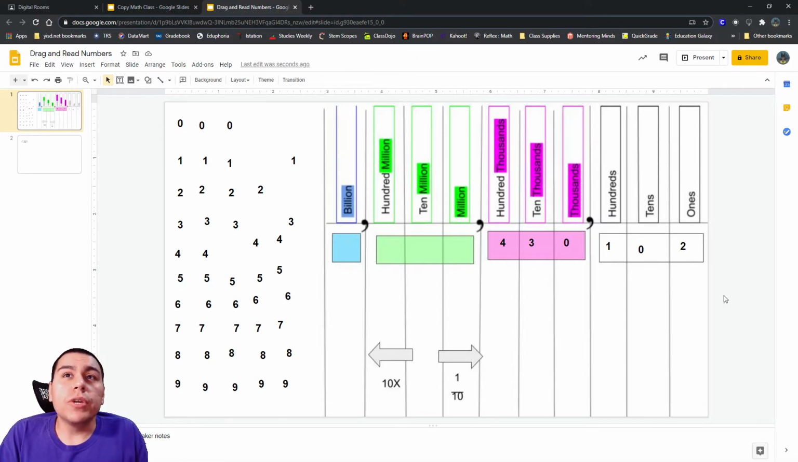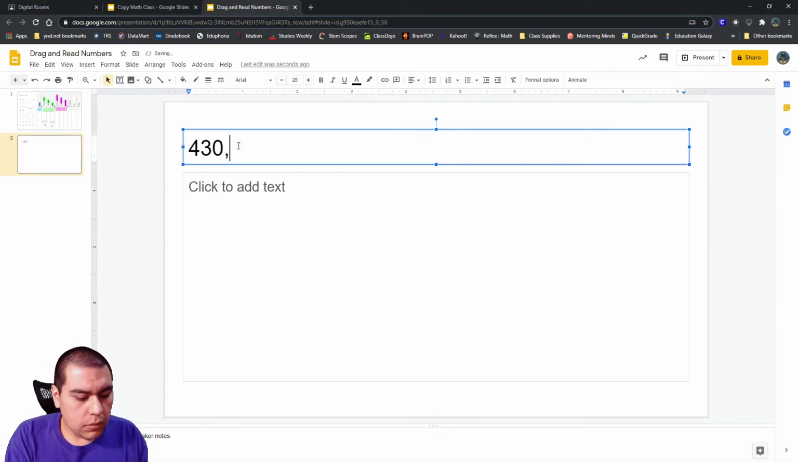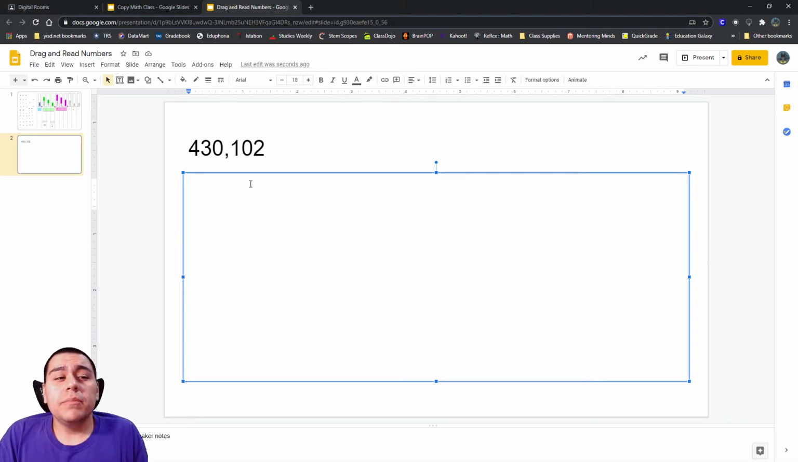Okay. Who can read that number for me? If you saw that number, how would you read it? Haley, how would I read this number? 430,102. Okay, 430,102. Like I said, this number is a little bit bigger. So when I make it into expanded form and expanded notation, it's going to look even longer than the other ones did.